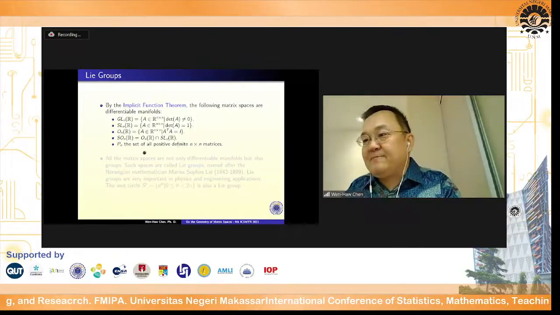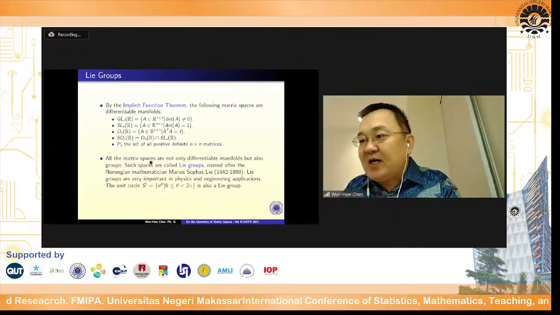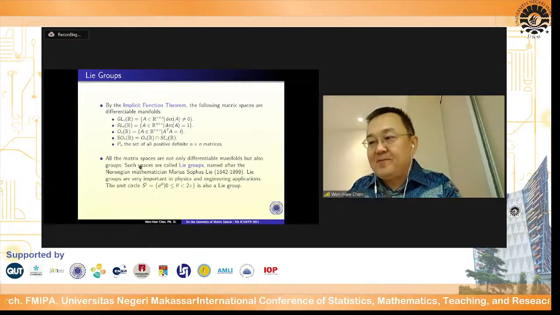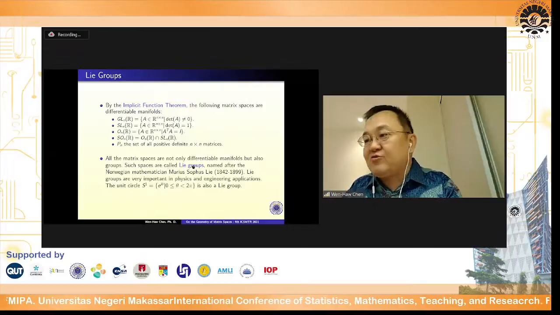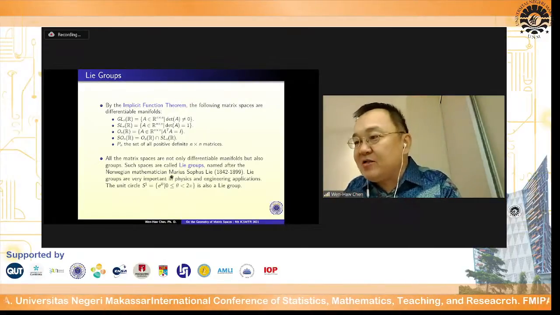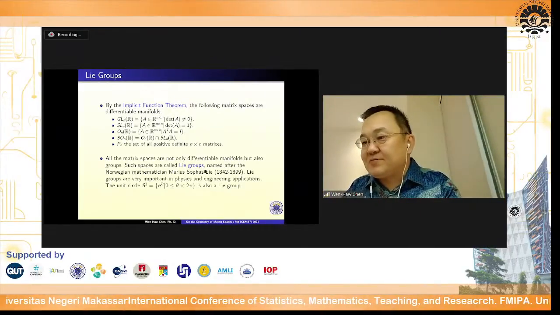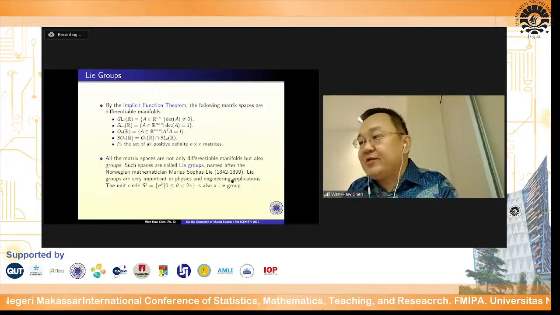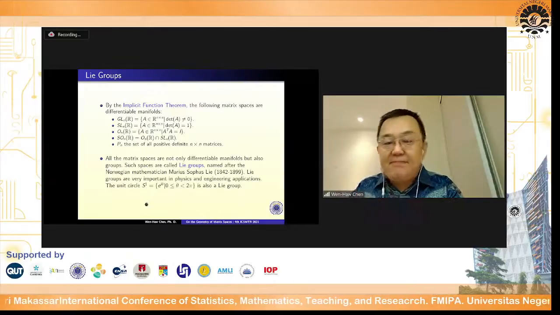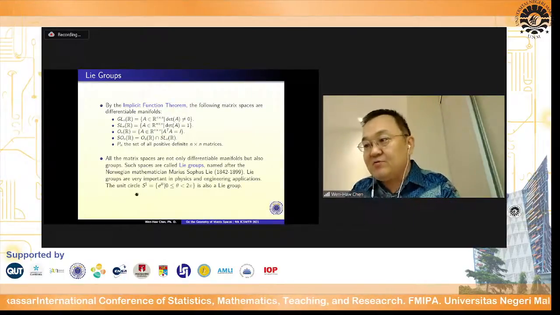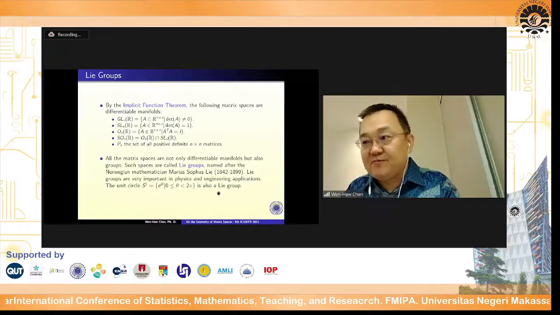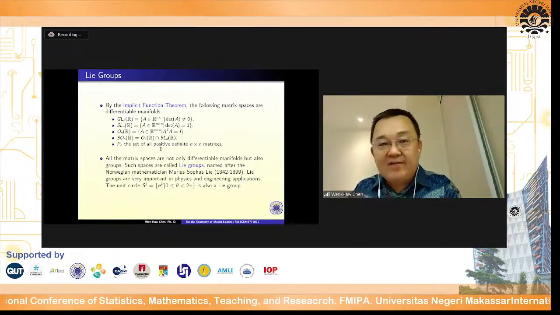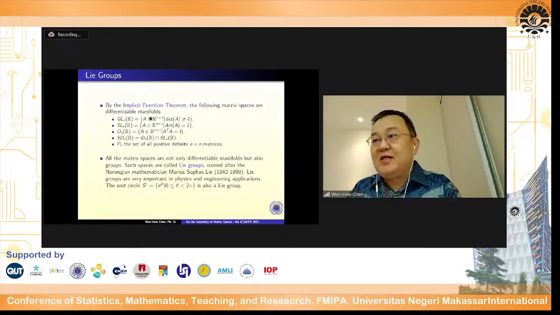All the PD matrices. So all these matrix spaces are not only differentiable manifolds, but also groups. Such spaces are called Lie groups, named after the mathematician Lie. Lie groups are very important in physics and engineering applications. For example, the unit circle is a Lie group. So a Lie group is a manifold that also has a group structure.